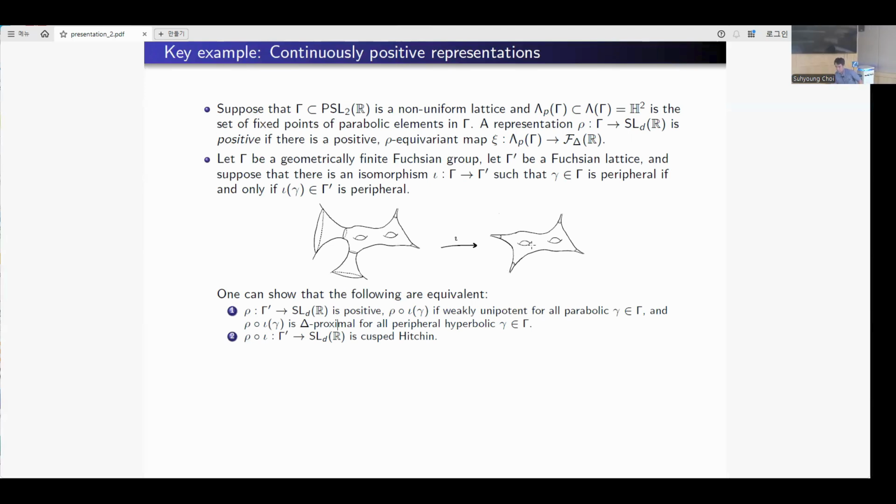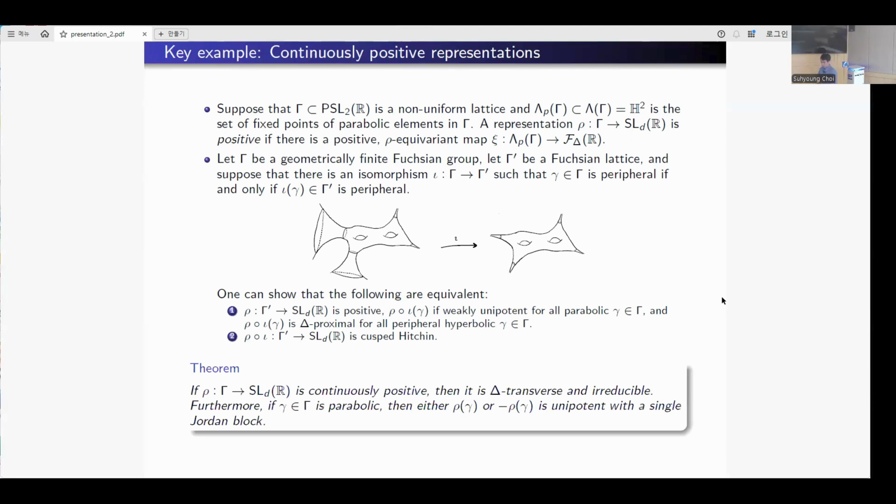The theorem here is that if rho from Gamma to SLDR is continuously positive, and here I don't assume my Gamma is geometrically finite, then it is delta transverse and irreducible. In other words, when you're continuously positive, so you have a rho-equivariant continuous positive map, the positivity ensures that you have this transversality. That's easy to see. I guess that's what Francis told us as well.